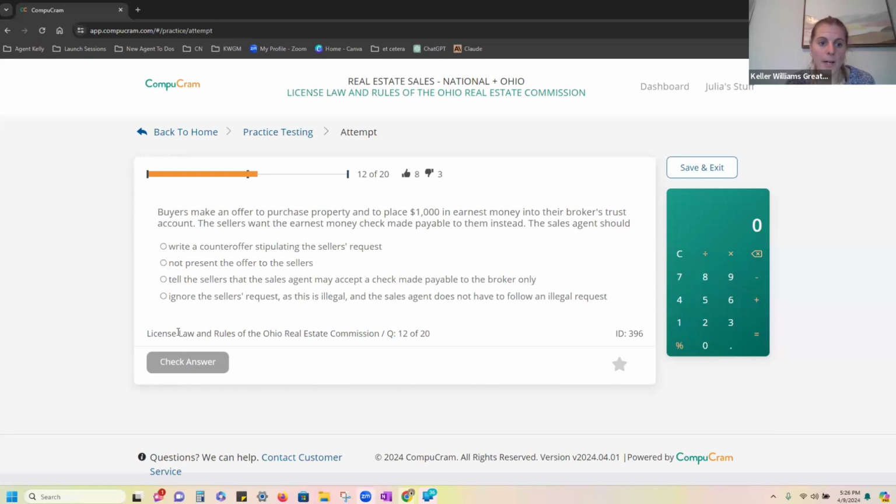Good job. Buyers make an offer to purchase property and place $1,000 in earnest money into their broker's trust account. The sellers want the earnest money check made payable to them instead. The sales agent should A, write a counter offer stipulating the seller's request. B, not present the offer to the sellers. C, tell the sellers that the sales agent may accept a check made payable to the broker only. Or D, ignore the seller's request as this is illegal and the sales agent does not have to follow an illegal request.